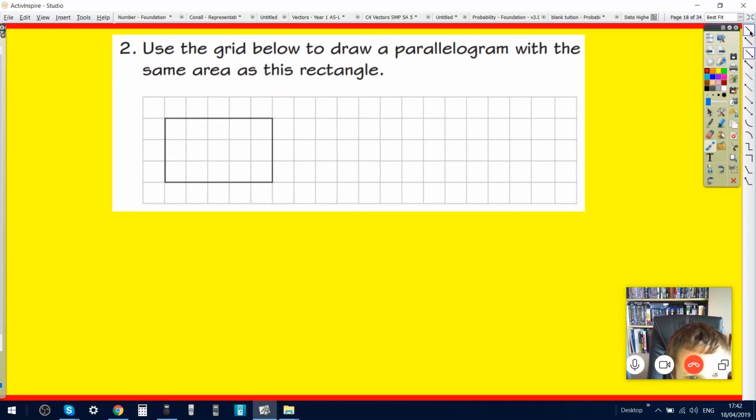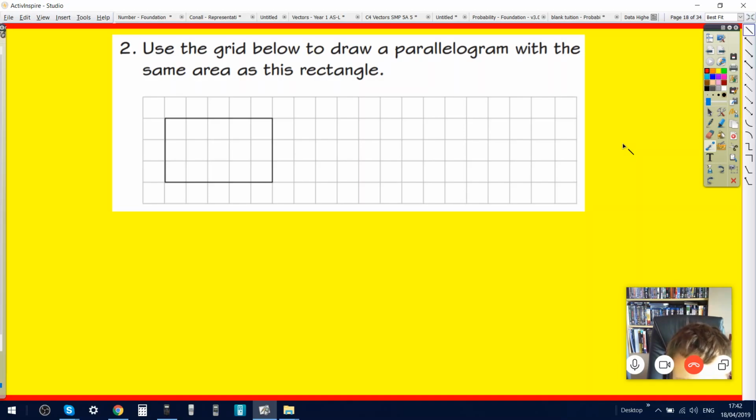Okay. So use the grid below to draw a parallelogram with the same area as the rectangle. Well, we can already tell that the rectangle must have an area of 15 centimeters. So we need to draw a parallelogram that has the same area, that has 15 centimeters of area. And so how would you do that?